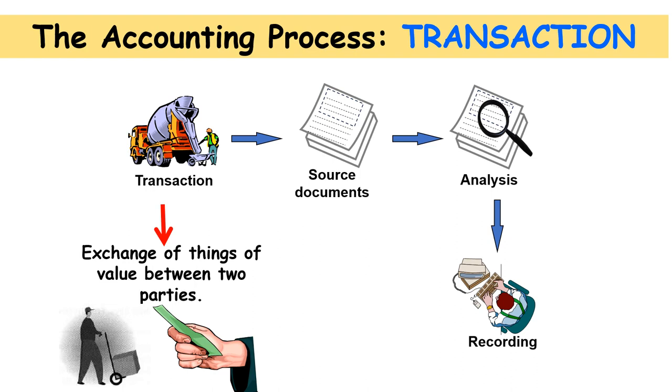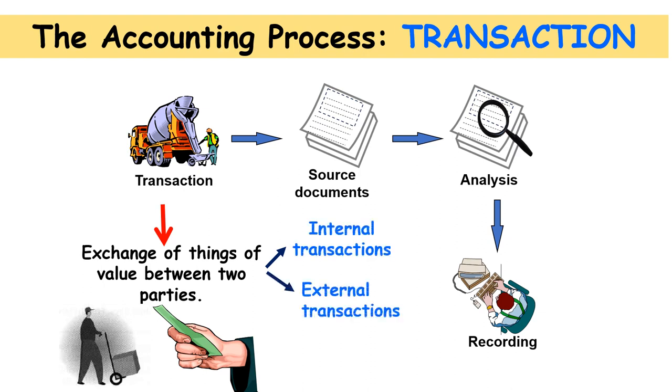Now, this exchange can involve services. For example, if you pay your phone company, the phone company will get cash, something of value, and the phone company will give you a service, phone service, which is something of value to you. Now, the transaction can happen with people inside the business. We call that internal transactions, such as transactions with employees. And it can be with outside people, which is external transactions, such as buying from suppliers.